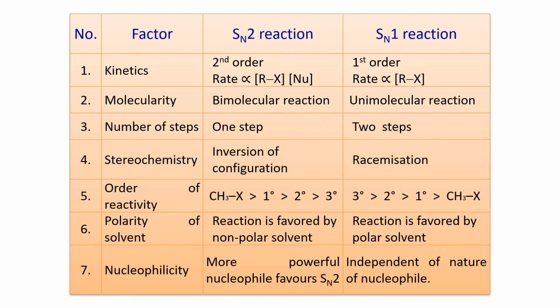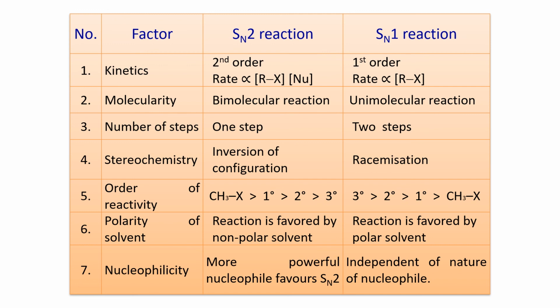We have already discussed the first 5 factors. Now let us see how polarity of the solvent affects the rate of SN1 and SN2 reactions. In the SN2 mechanism, a polar solvent stabilizes one of the reactants, that is the nucleophile, by solvation. This solvent deactivates the nucleophile by stabilizing it. Hence, aprotic solvents or non-polar solvents will favor the SN2 mechanism.